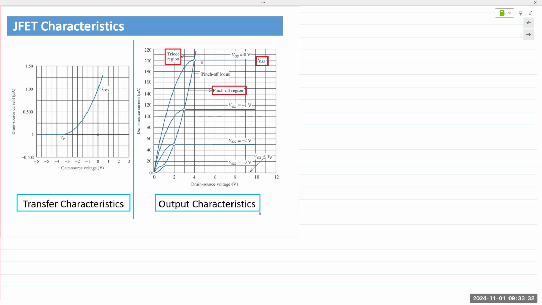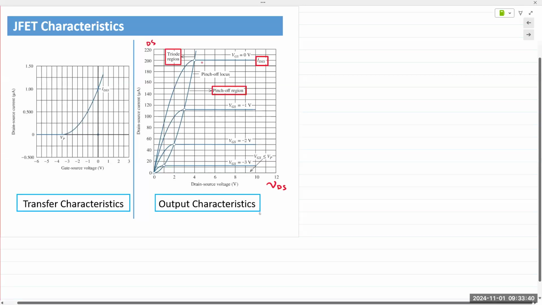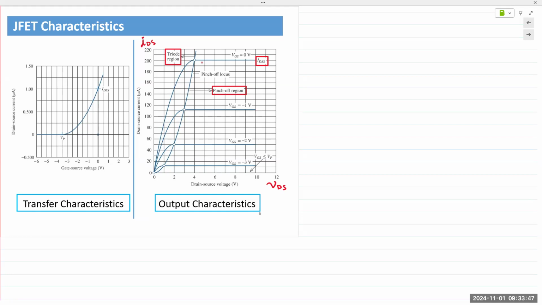This is the output characteristics. Output is always the drain source voltage VDS versus IDS, or IDS is a function of VDS. And then the transfer characteristic. How is the input being transferred to the output? Well, the input is VGS because VGS is controlling, right? And the output is the drain source current, IDS. So this is the transfer characteristic.